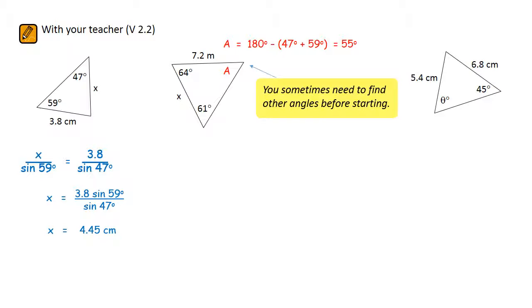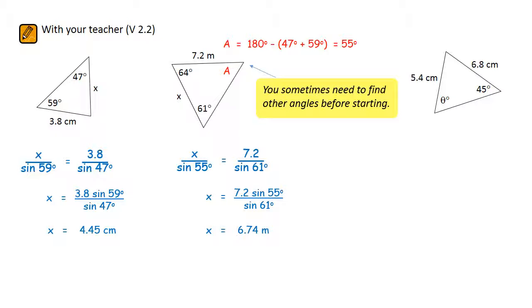Now we can say that x over the sine of 55 equals 7.2 over the sine of 61. And we use that angle because we know the side which is opposite it. Now we can rearrange it. This is pretty easy. It's x divided by the sine of 55. So if we simply multiply both sides by the sine of 55, we'll have an expression which we can evaluate on our calculator. x is equal to 6.74 metres.